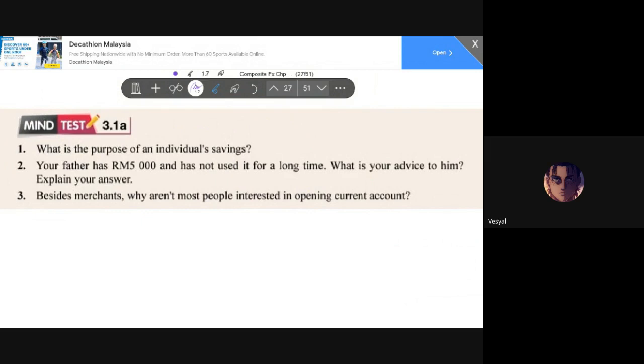What's the purpose of individual savings? Quite general actually. Don't need to refer anywhere. This one you can do already with this topic. This one is actually a topic we covered. You save up for a certain thing. Yeah, correct. So what's that certain thing you're talking about? Be more specific. Number 3, low interest. Yeah, correct. Good. That's a good point.